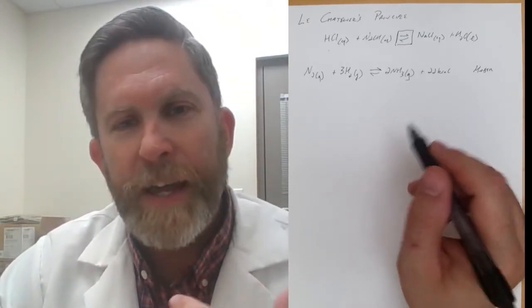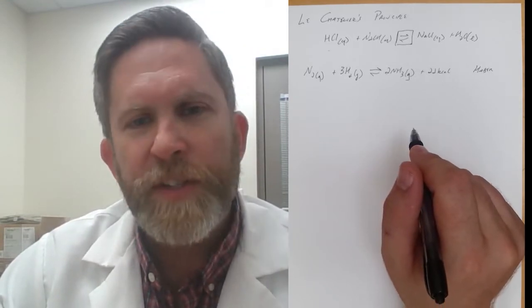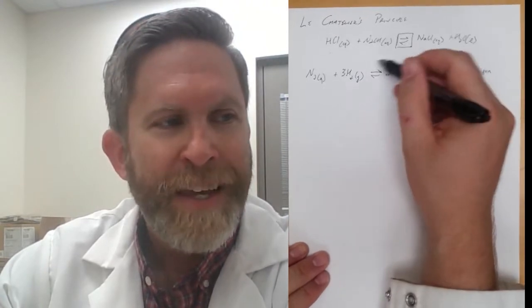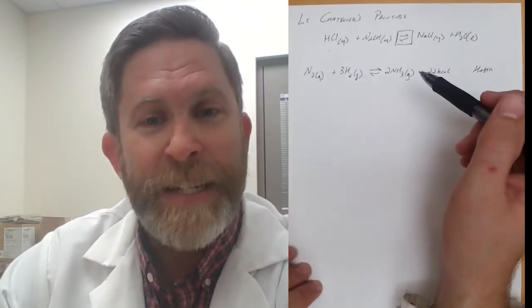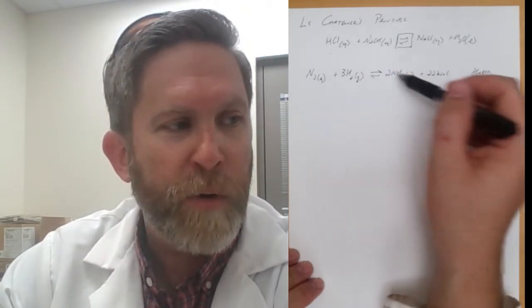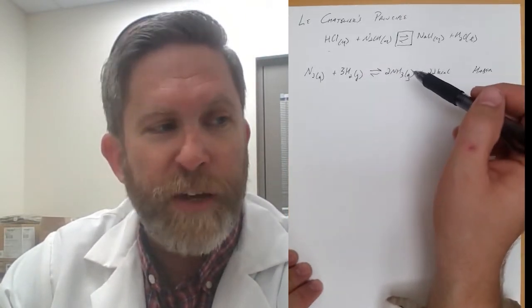So Le Chatelier's principle can be summarized as follows. If a chemical system at equilibrium, which is what this arrow here demonstrates, experiences a change in temperature, pressure, or concentration of any of the components, the equilibrium will shift in order to minimize the change to the system.